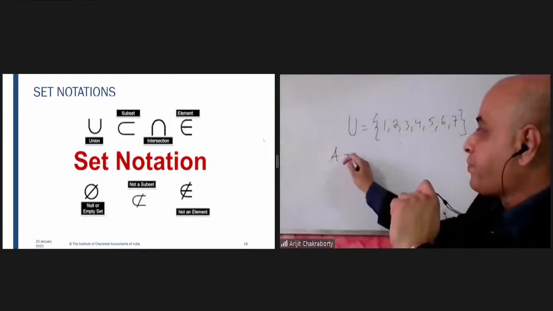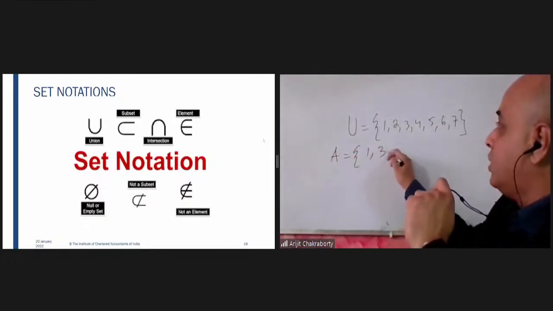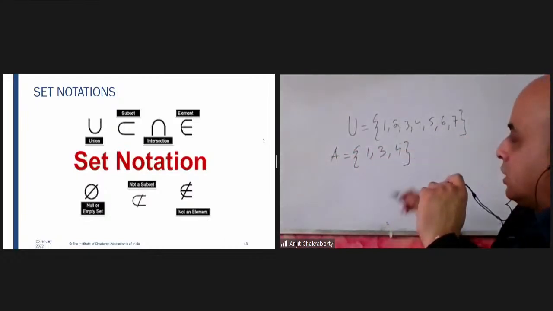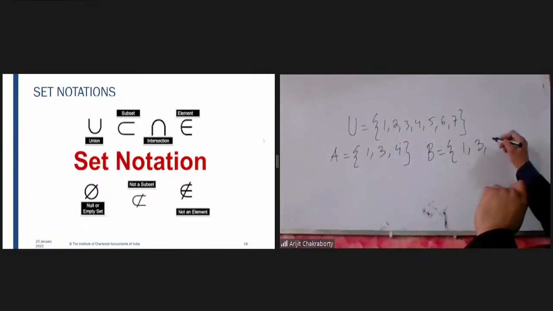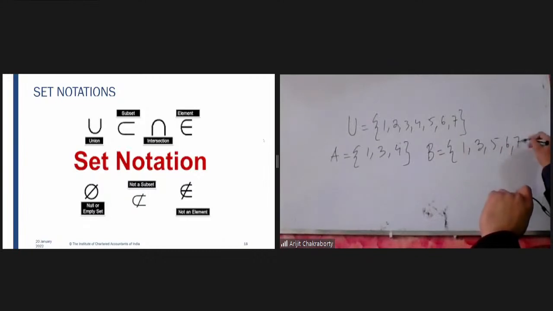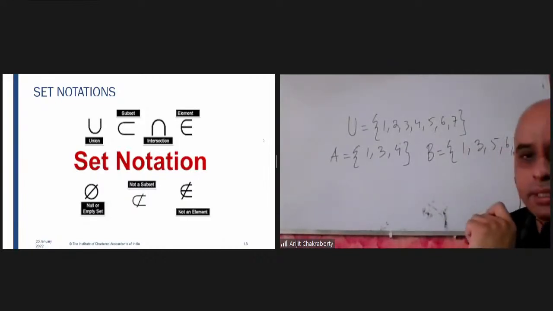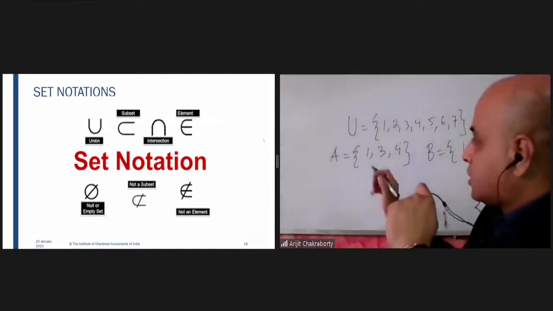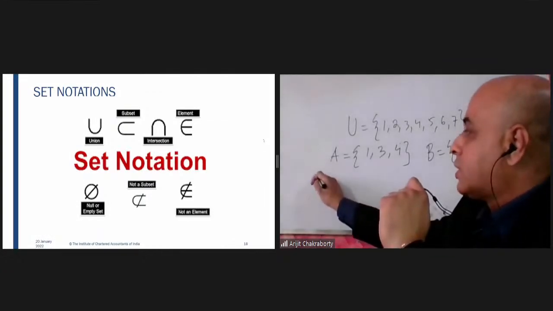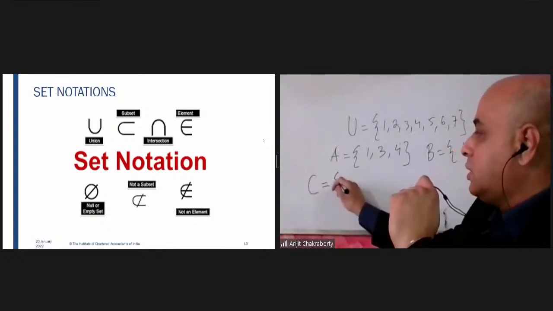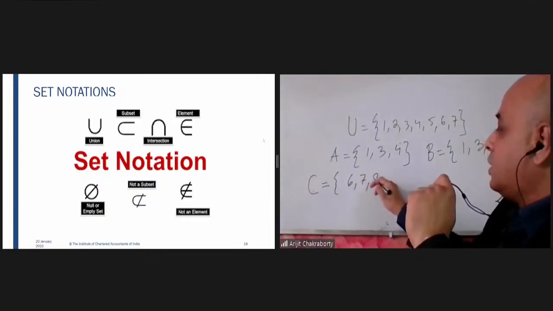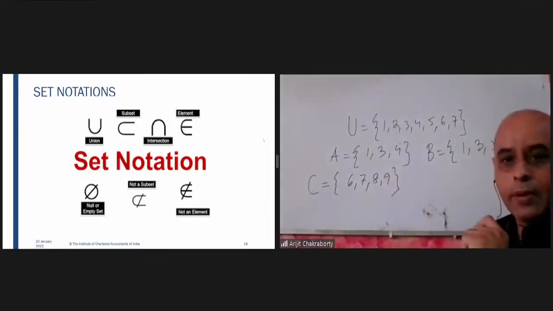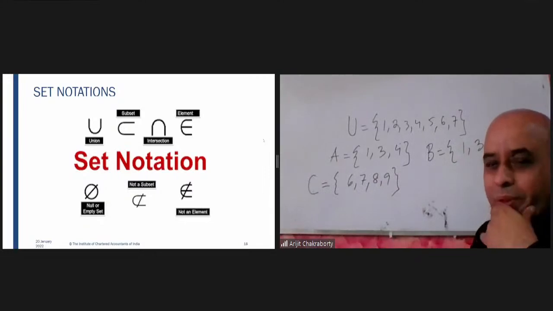Set A is {1, 3, 4}. Set B is {1, 3, 5, 6, 7}. Please see the sets. Okay. And I'm taking another set here, that is set C, and set C is {6, 7, 8, 9}. Okay, please check. Right?